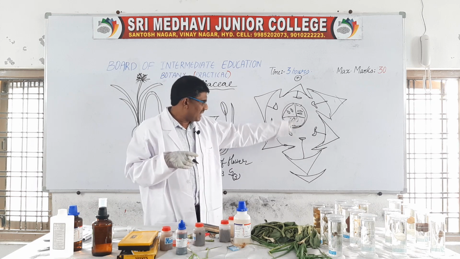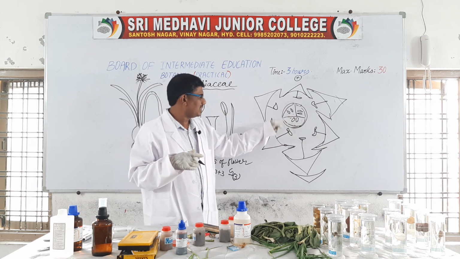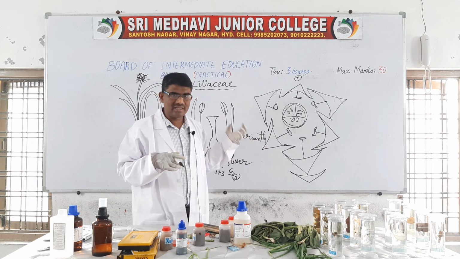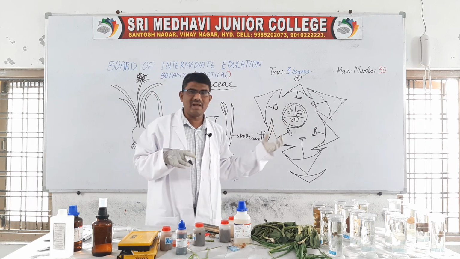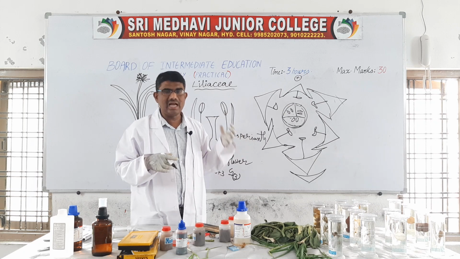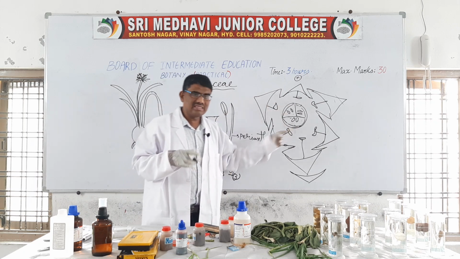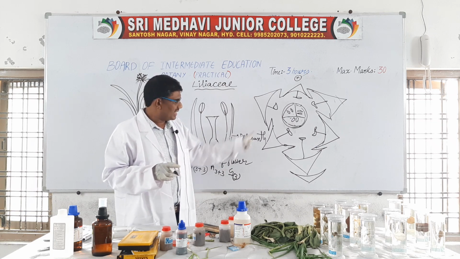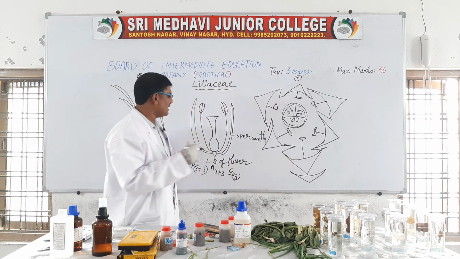The placentation is axial placentation, and all 3 carpels are united. That's why it is called a syncarpous gynoecium. Understand? Now when we observe this, we have to label it.